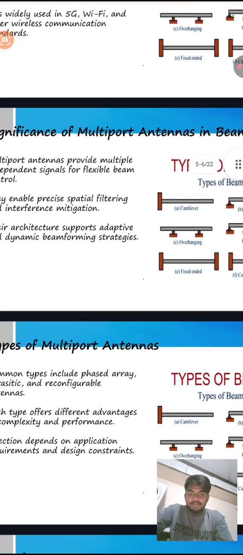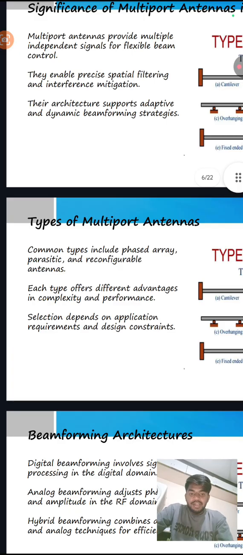Types of multiport antennas. Common types include phased array, parasitic and reconfigurable antennas. Each type offers different advantages in complexity and performance. Selection depends on the application requirements and the design constraints.